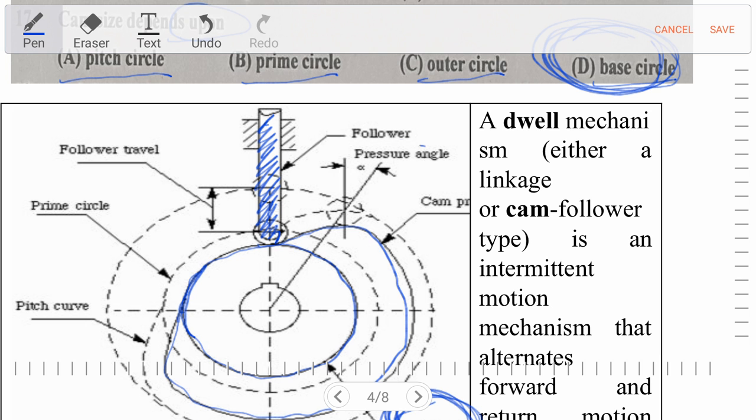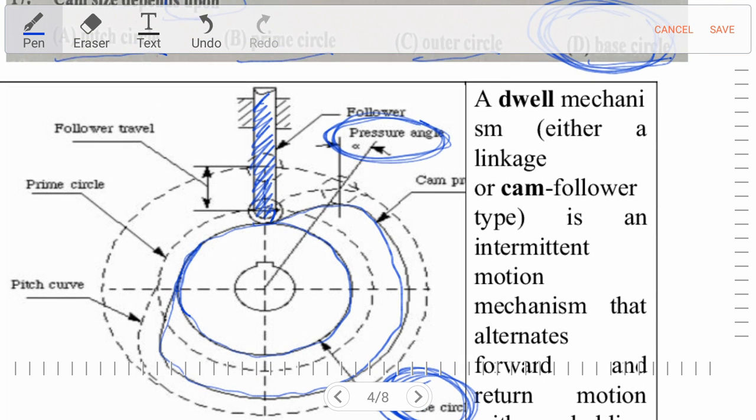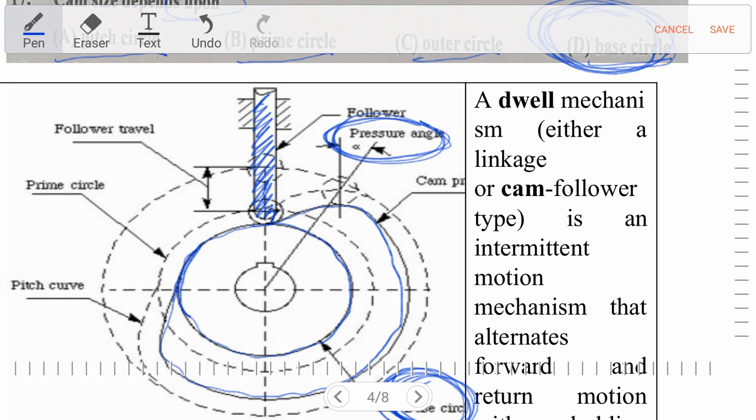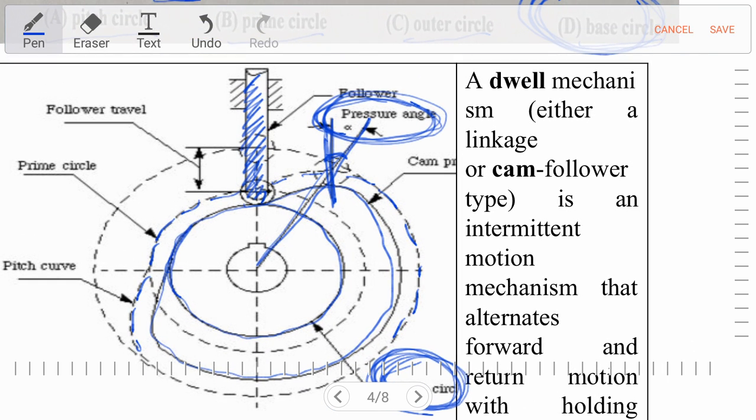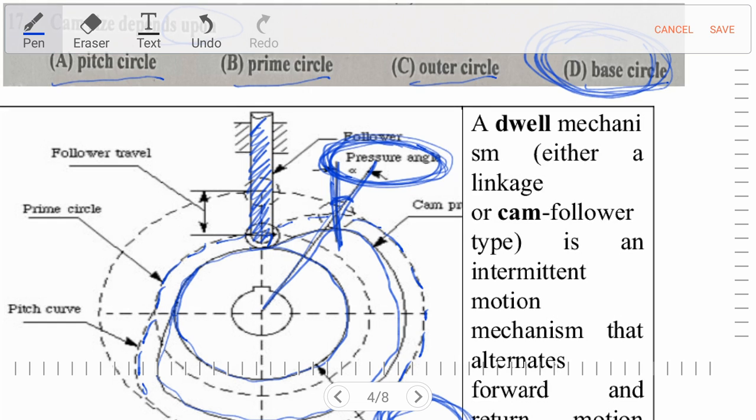Now another important term, pressure angle. Pressure angle is defined as the motion movement of the follower. The pressure angle is the angle between the motion of the movement of the follower and the normal to the pitch curve. Over here we can see the pressure angle, and the dotted line is known as pitch curve. So the angle between follower motion movement and the normal to the pitch curve is known as pressure angle. Okay, so this is the proper definition.